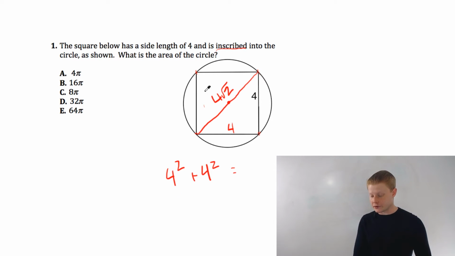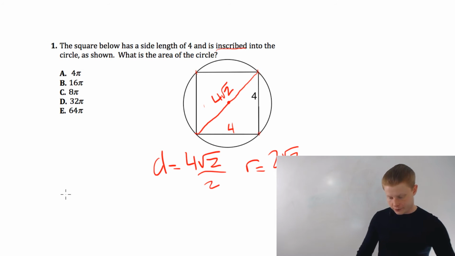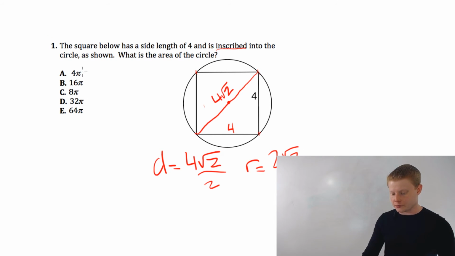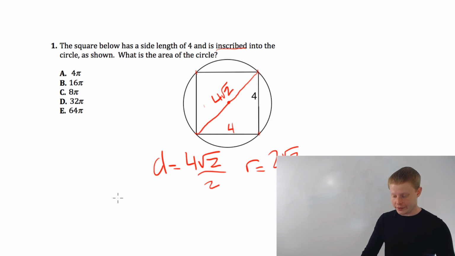So now let's find the radius. Well, let's just halve that to find the radius. The diameter is 4 square root of 2. Divide that by 2. Our radius is 2 square root of 2. Now, we don't need to approximate pi. Make sure you always look at your answer choices if you're looking for circle area or circumference, so you don't go one step too far and have to backtrack.